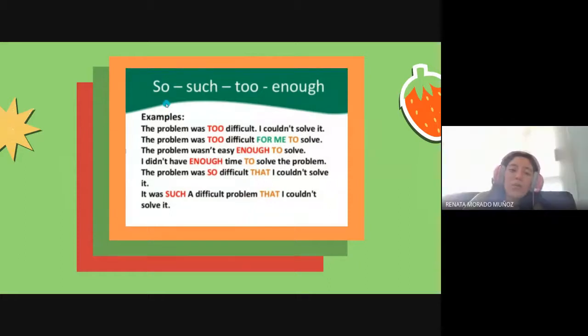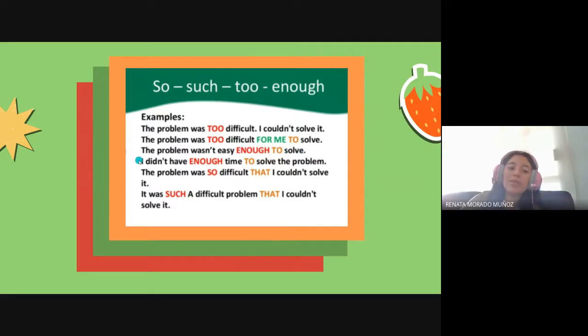Now that we know each one, I am going to give examples of so, such, too, and enough. In the first two, I am going to tell of too. The problem was too difficult, I couldn't solve it. The problem was difficult for me to solve it. One is positive and the other is negative.